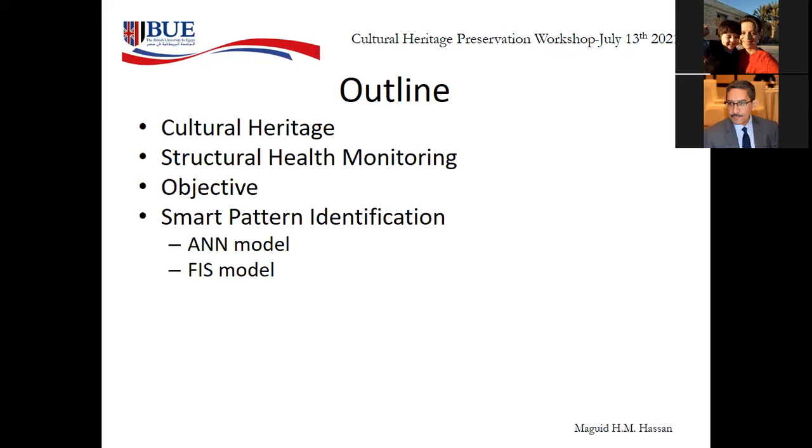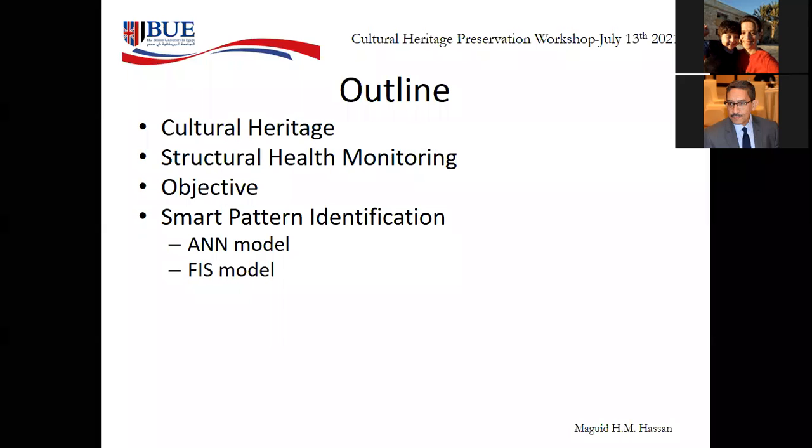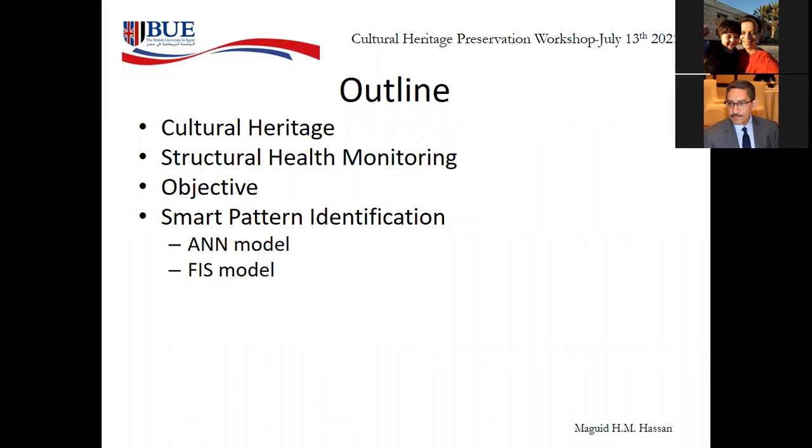Then I will spend some time explaining what we have developed, which is the smart pattern identifier. It's smart in the sense that it's based on top of smart technology, whether that is artificial neural networks or fuzzy inference systems. And we've used both successfully in a range of structural systems, ranging from 3 degrees of freedom frames to 20 degrees of freedom frames.